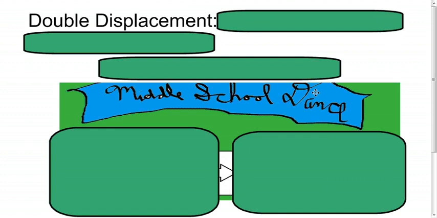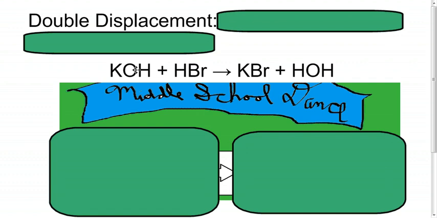The next one is double displacement. Double displacement reactions look like this, where now I've got 2 things that are swapping. If you look, I've got the K swaps with the H, and the H now goes over here. Alright? And then I end up with KBr, potassium bromide, and HOH, dihydrogen oxide, or water.